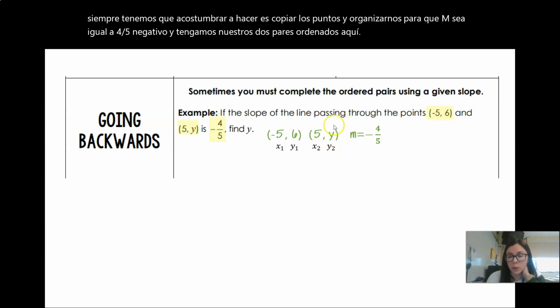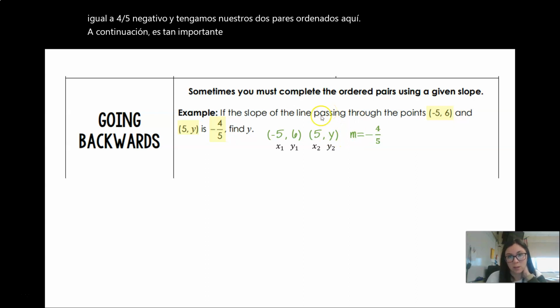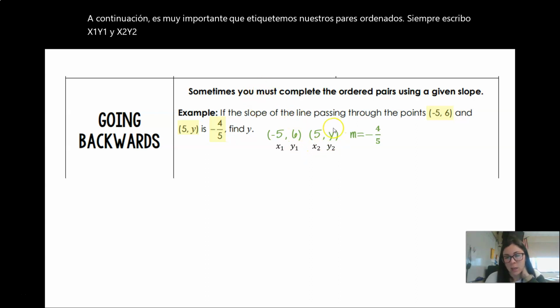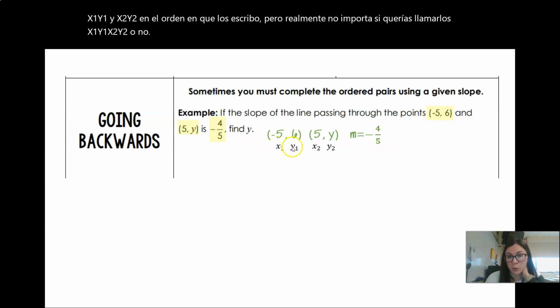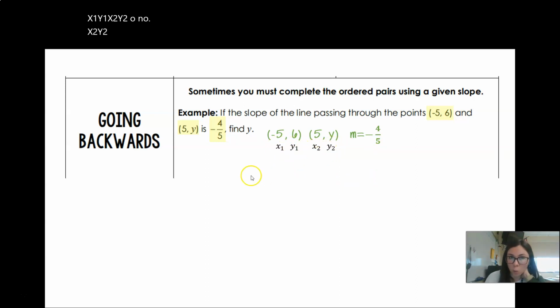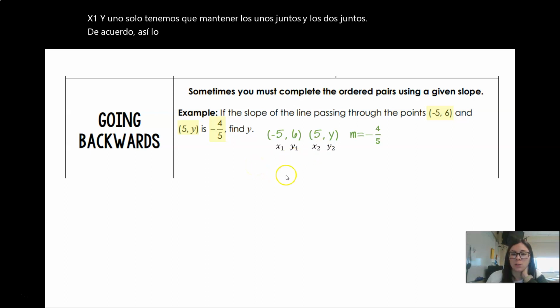Next, it's so important that we label our ordered pairs. I always just write x1, y1, and x2, y2 in the order that I write them down, but it doesn't really matter if you wanted to call them x1, y1, x2, y2, or x2, y2, x1, y1. We just have to keep the ones together and the twos together. Okay, so we have our ordered pairs, our slope, and our labels.